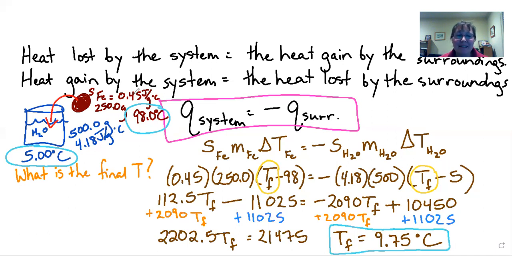So what that means is that for every gram of iron, it's only donating 0.45 joules of heat, whereas the water requires 4.18 joules of heat for that same temperature increment. Okay, so this is a very normal problem looking at calorimetry. All right, excellent. So let's go on now to Hess's law.